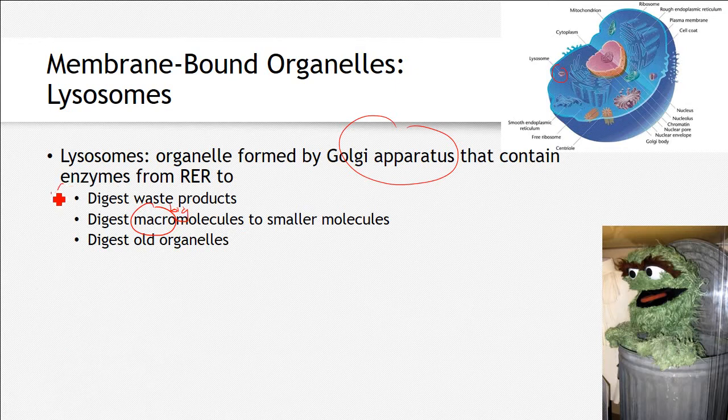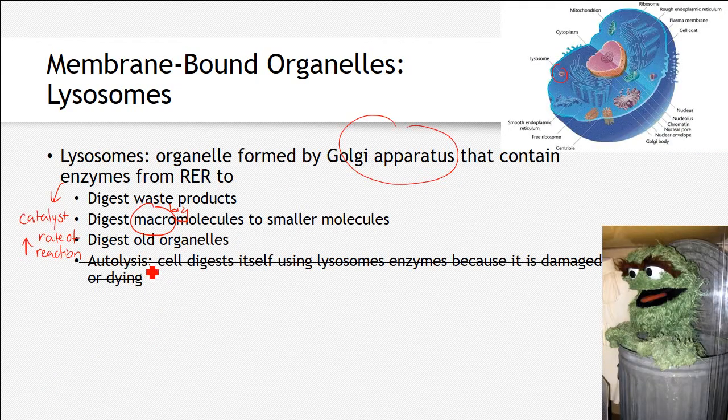Once again, what is an enzyme? It is a catalyst. And what does a catalyst do? It helps increase the rate of reaction. And it also helps digest old organelles. So organelles that don't function that well anymore or are deteriorating, they help digest those.